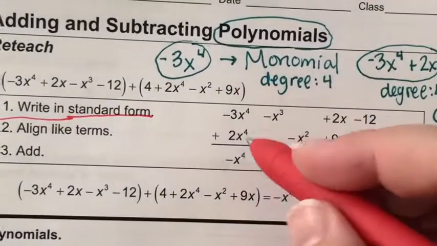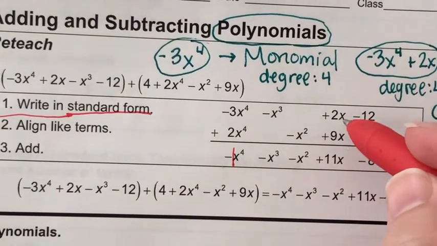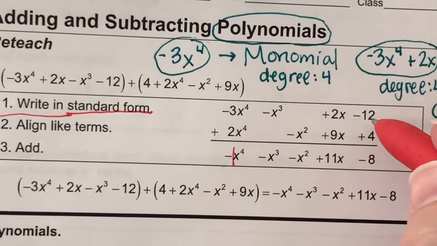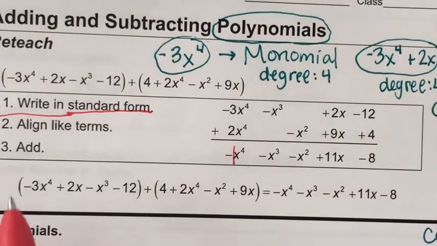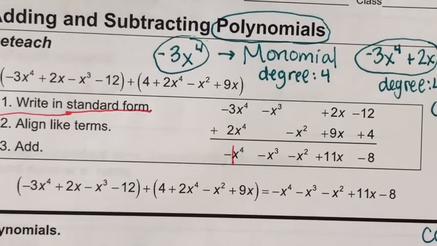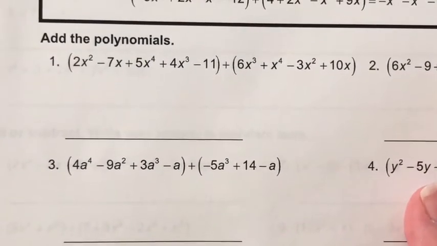If we wanted to, we could put a 1 in there. That just came straight down. That came straight down. 2 plus 9 is 11. Negative 12 plus 4 is negative 8. So you can write this whole thing out like that if you want to. You don't necessarily have to. So then we're going to do these examples of how to add the polynomials.